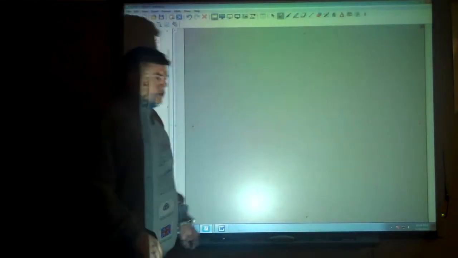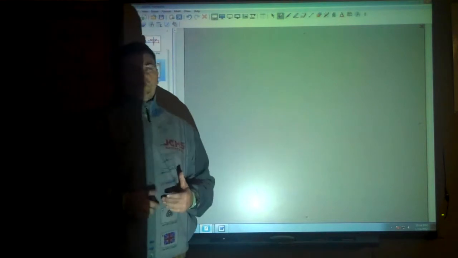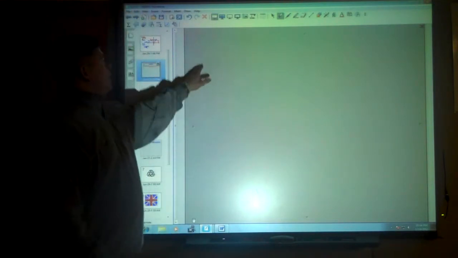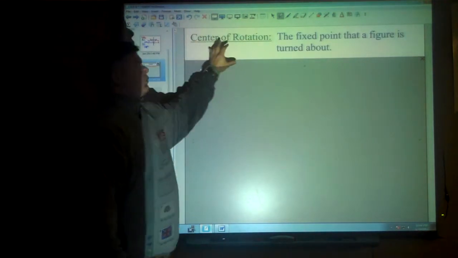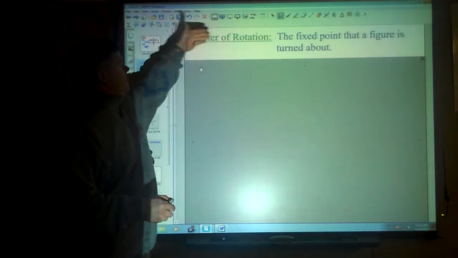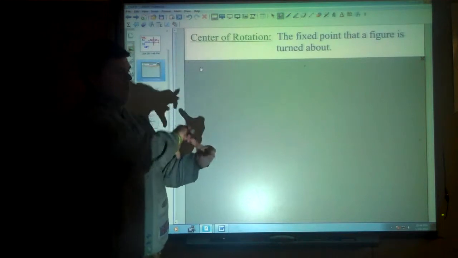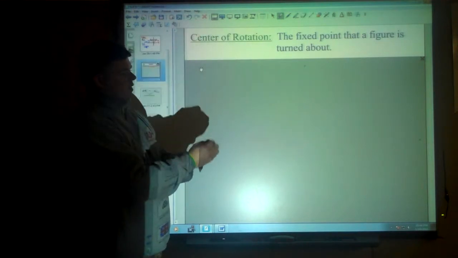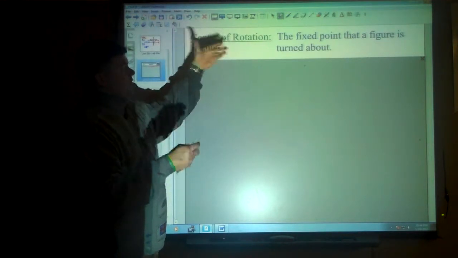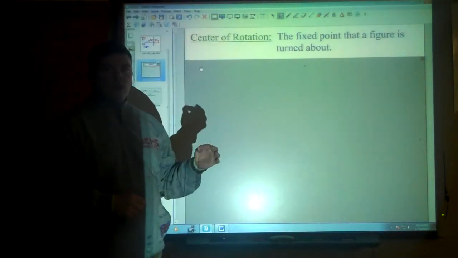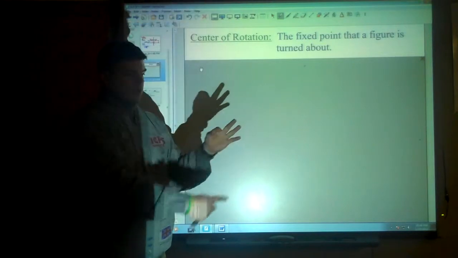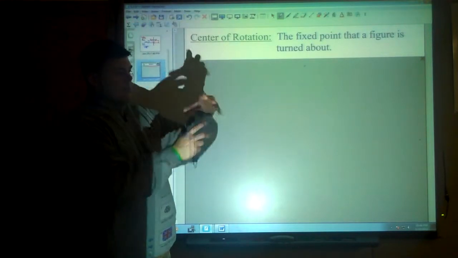Geometry Lesson 7-3. As we continue to talk about different forms of transformations, today we're going to specifically talk about rotation a little bit. So we have the center of rotation. We know rotation is any time that an object is rotating around a fixed point, and that center is the fixed point that a figure is turned about. On a wheel, it would be the axle that it's all turning around. Anything would be turning around that.